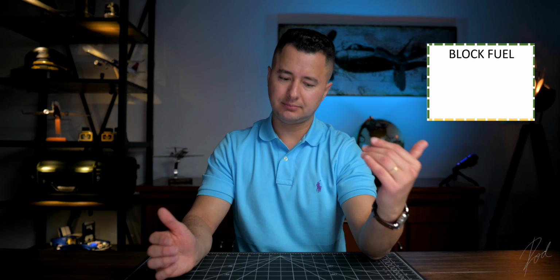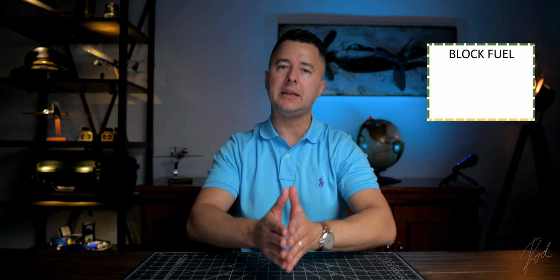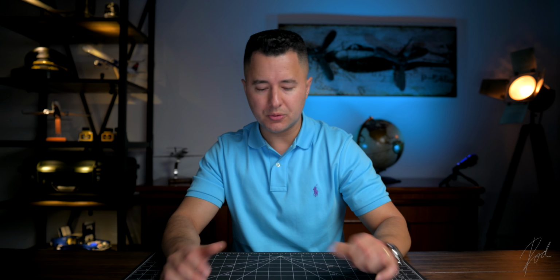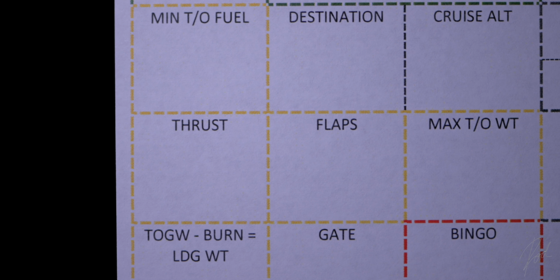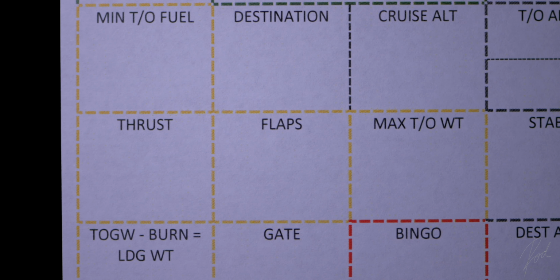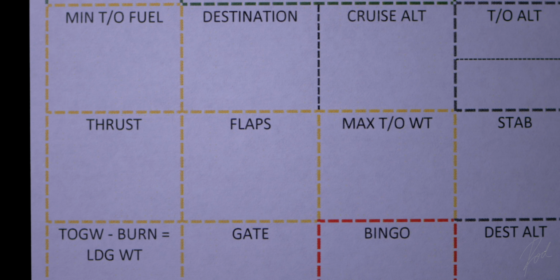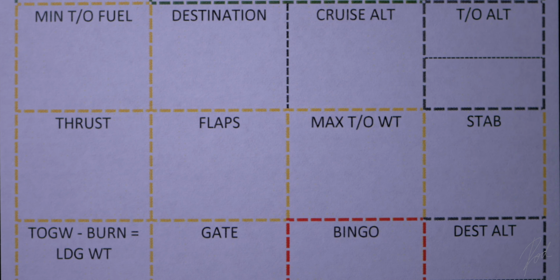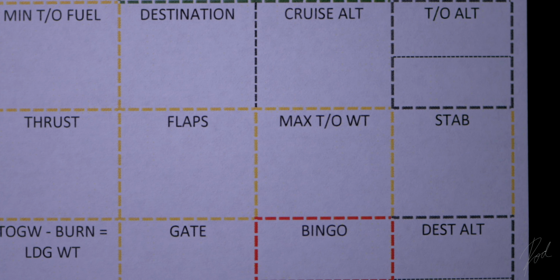That is your block fuel, the amount of fuel necessary to conduct this flight, meaning all the FARs, of course. Flight number is next, estimated time en route, pretty self-explanatory. Now, minimum fuel for takeoff, thrust, flaps, maximum takeoff weight, stabilizer trim settings, and your landing weight are all in yellow.